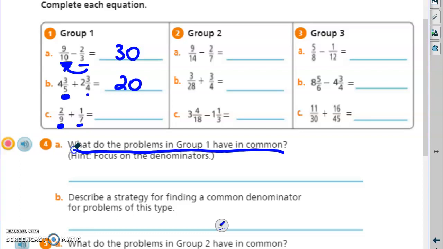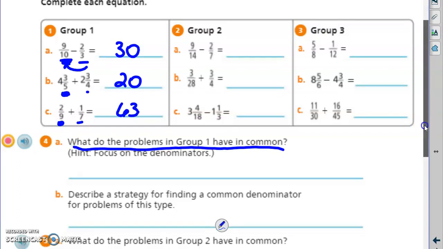9 won't work. 9 times 2, 18. Nope. 9 times 3, 27. Nope, 7 won't go into 27. 9 times 4 is 36. 7 won't go into 36. 9 times 5, 45. Nope. 9 times 6, 54. 9 times 7, 63. Yes, 7 will go into 63. It took a little bit of work, but 63 is our common denominator.